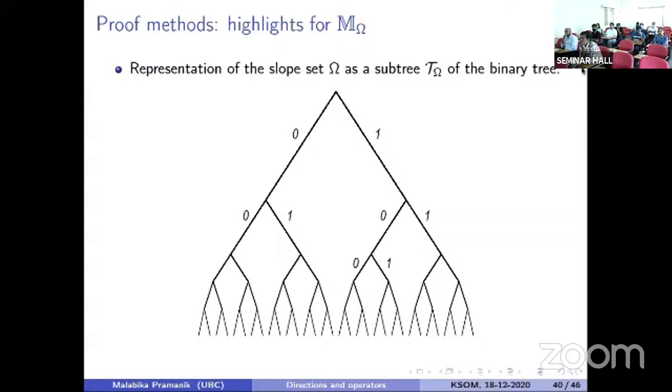was the representation of the angles associated with the direction set omega as a subtree of a binary tree. What does that mean? The root of the binary tree, which is the 0th level, depicts the interval 0 to 1. At the first level, the root splits into two children. The left child represents the left half interval 0 to 1/2. The other child is the right half interval 1/2 to 1.